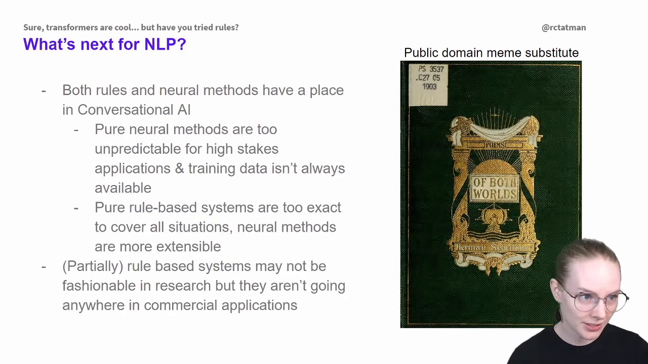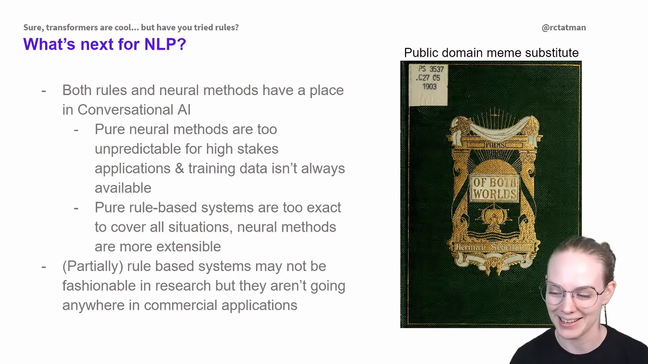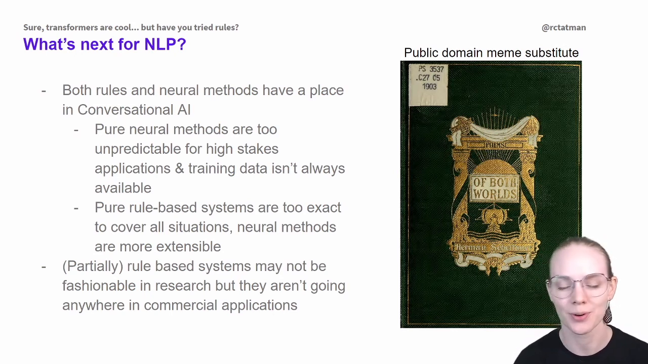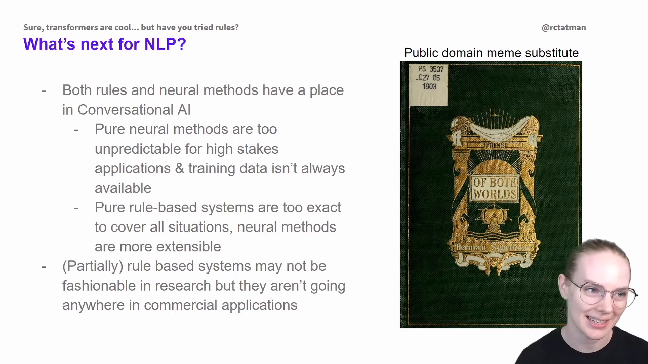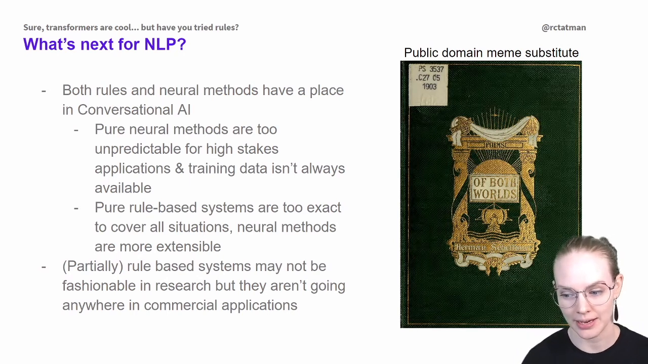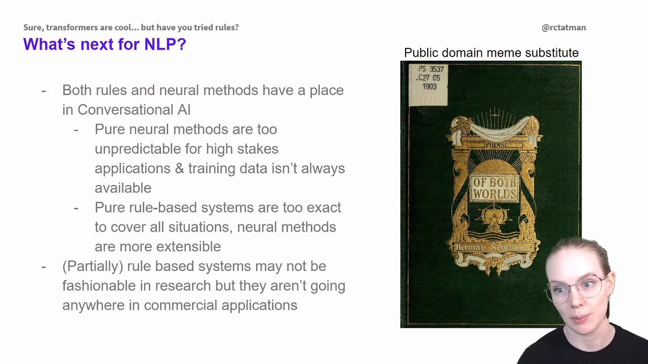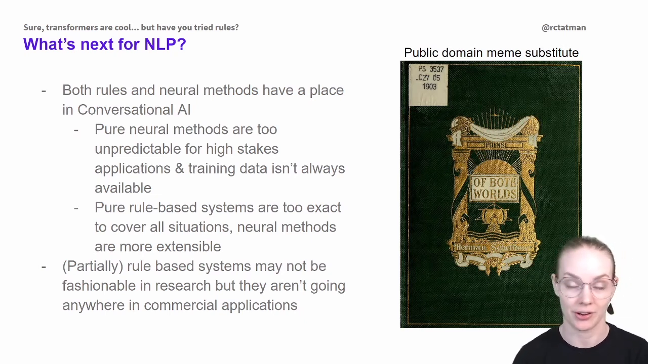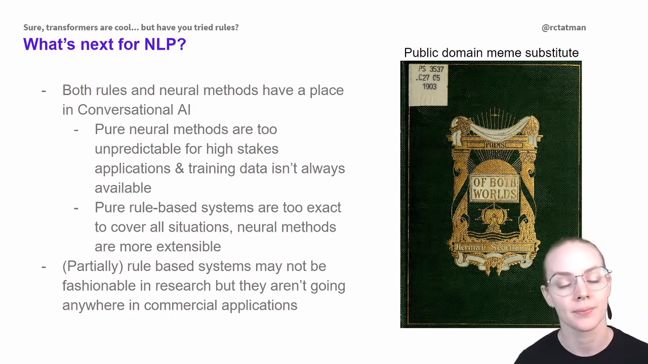So I would say that the rumors of rules' death have been greatly exaggerated. I know that they're not the hot thing in research right now, but in practical applications, when people are building systems that have to work and you have to guarantee, for example, that you're not selling alcohol to minors, rules are really, really important to build systems that solve actual problems.